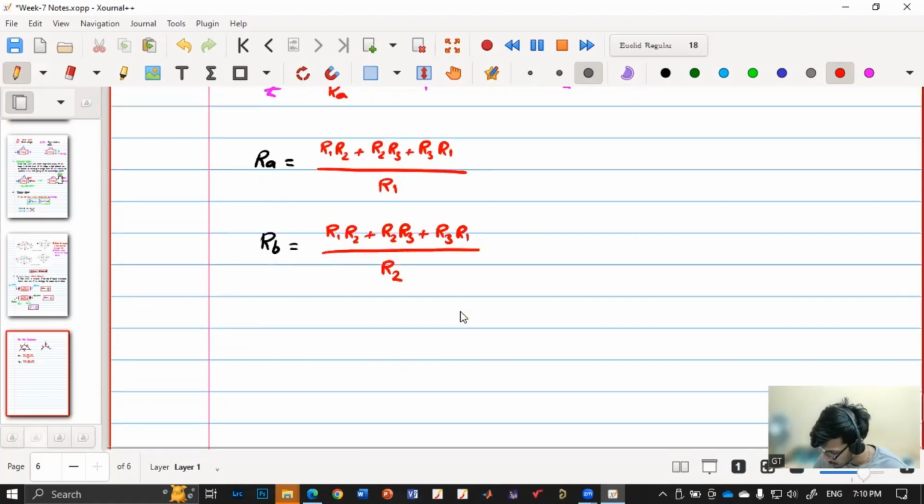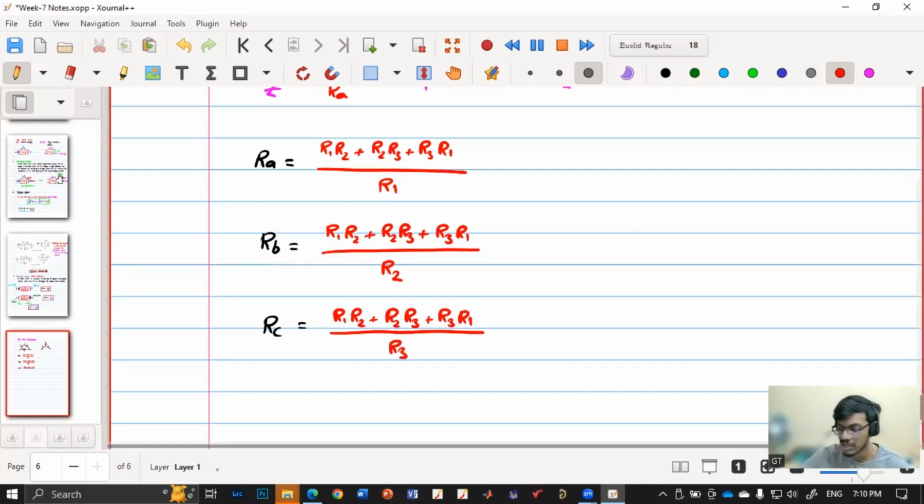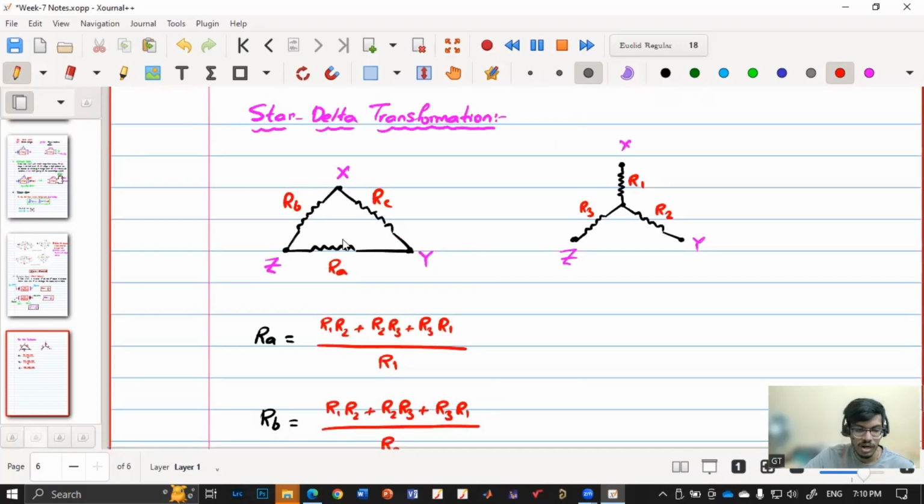And RC is R1R2 plus R2R3 plus R3R1 by R3. So this is when star is given and you want to convert it to delta. What are the values of the resistor or impedance in that delta? Similarly, if delta is given and you want to convert back into star, what are the values?